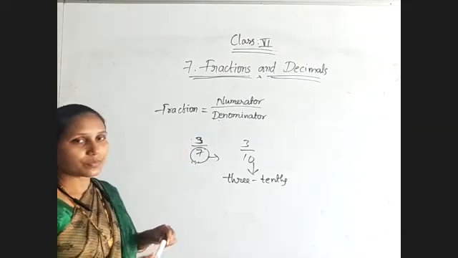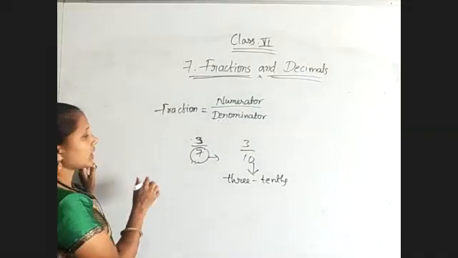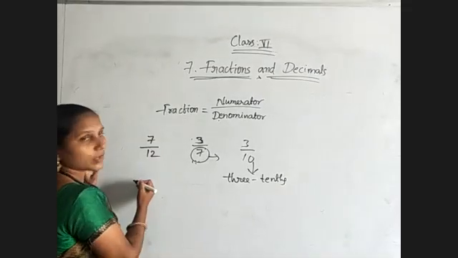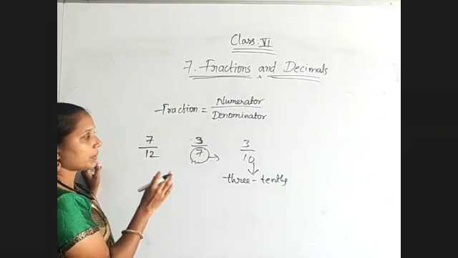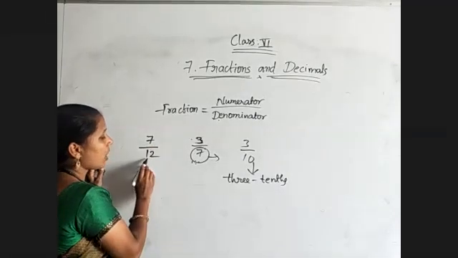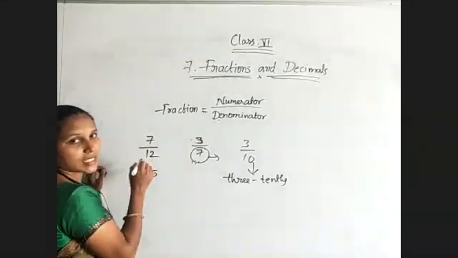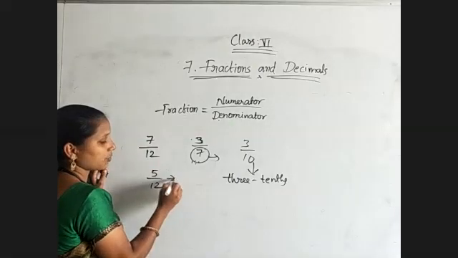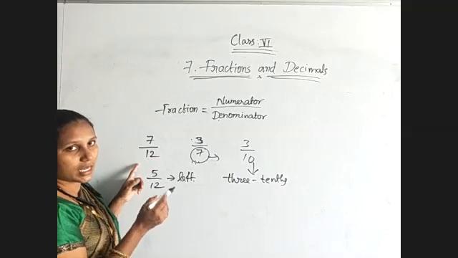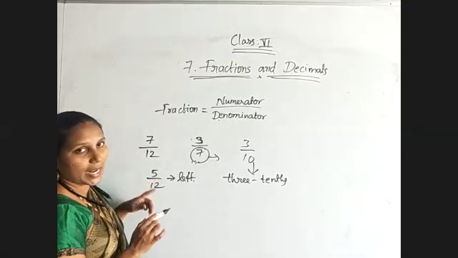For suppose a book is divided into 12 equal parts, and out of that 7 parts are read by some person. Still, how many parts are left? So 7 out of 12, 7 parts were over. So the remaining parts are 5 only. 12 minus 7, 5 by 12 parts are left to read. Okay, 7 by 12 pages of the book were read already. The remaining pages of the book are 5 by 12 in fractional form.